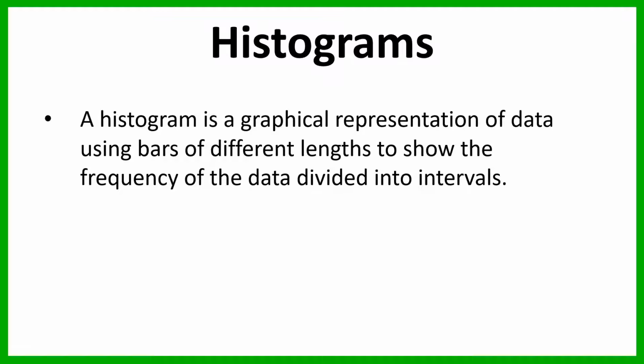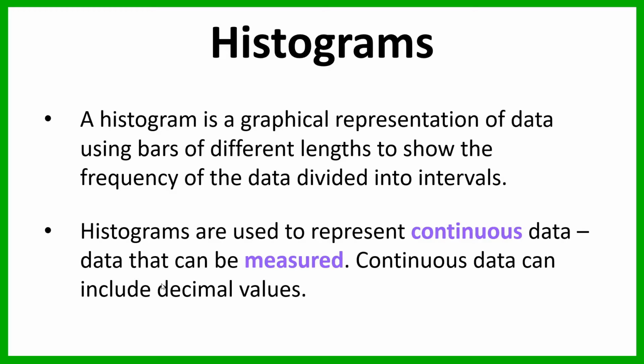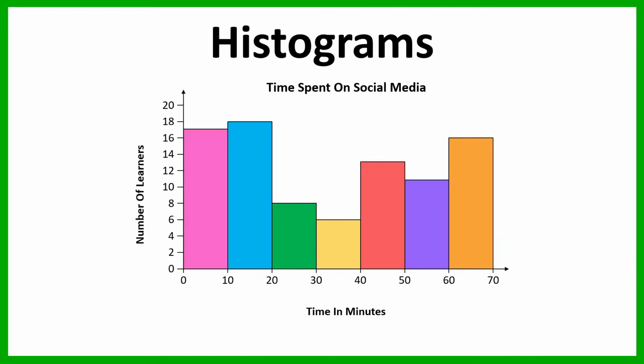Next we have histograms. A histogram is a graphical representation of data using bars of different lengths to show the frequency of the data divided into intervals. Histograms are used to represent continuous data, which is data that can be measured. Continuous data can include decimal values. Okay, so here's an example of a histogram.